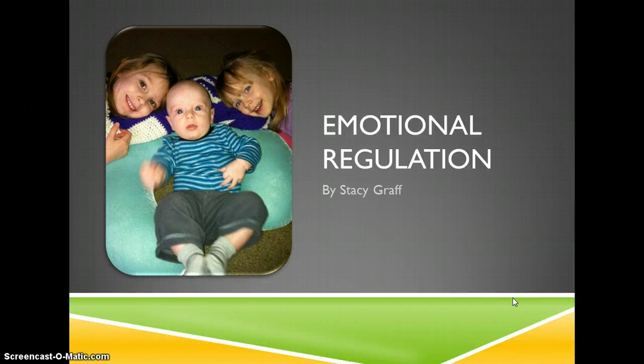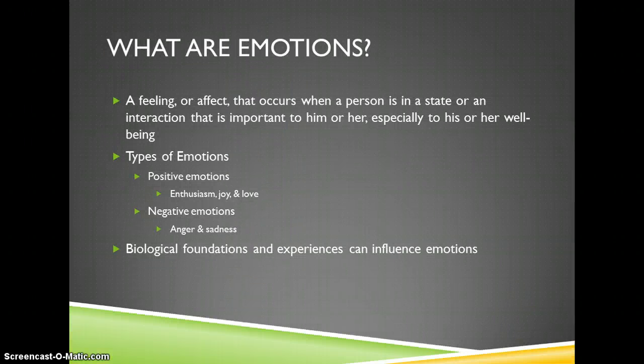My topic is emotional regulation. First, what are emotions? An emotion is a feeling or effect that occurs when a person is in a state or an interaction that is important to him or her, especially to his or her well-being. There are two types of emotions, positive and negative emotions. Some examples of positive emotions are enthusiasm, joy, and love, where negative ones are anger, sadness, anxiety, and guilt.